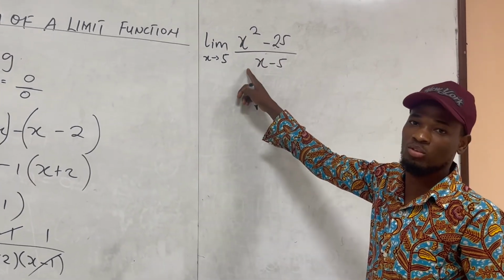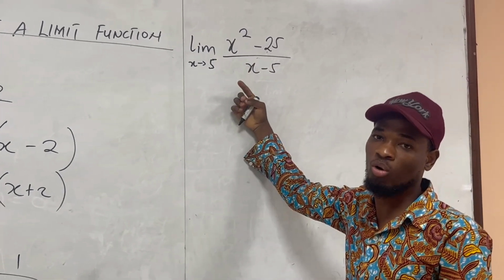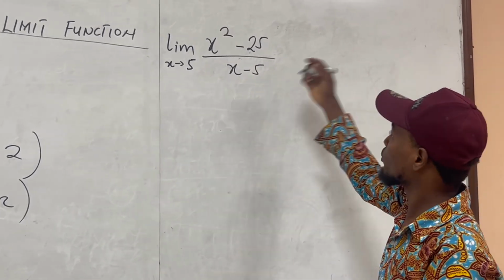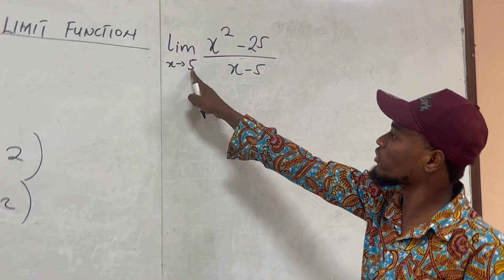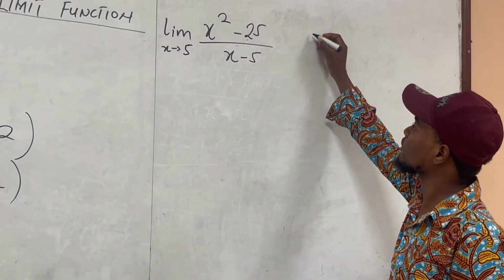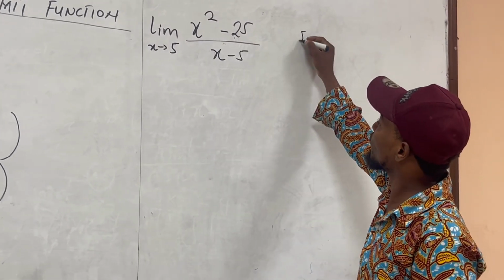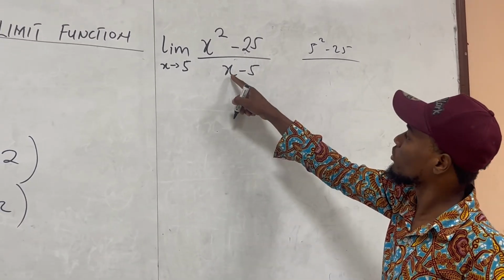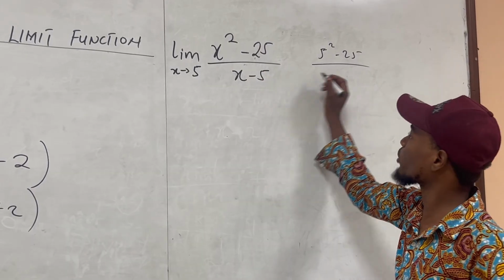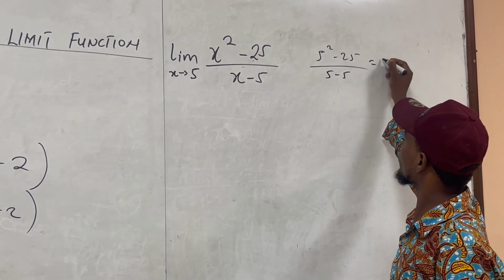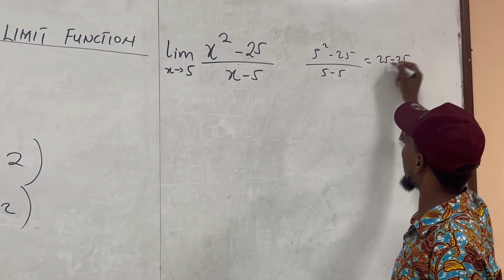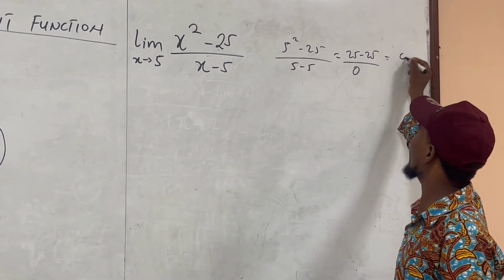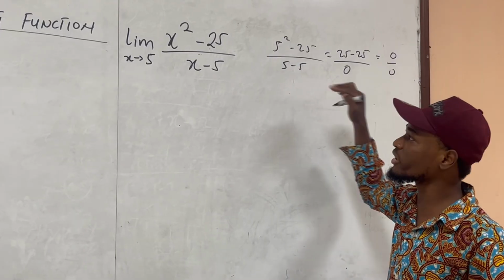Okay, so let's test to see whether this exists or whether we'll get an indeterminate form. Let's put 5 straight away and see what happens. We have 5 squared minus 25 all over, wherever I see x, you put 5, so I have 5 minus 5. So I have 25 minus 25 over 0. 25 minus 25 is what? 0 over 0.